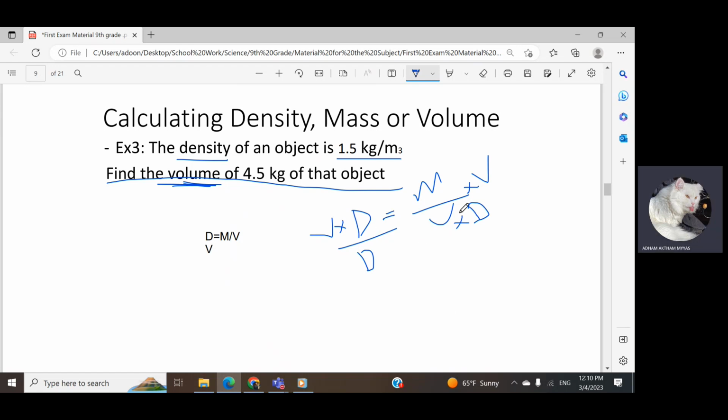It's the same. Why? Because if I remove this with this, it will be the same. Remove this with this, it will be the same. So I did not do anything wrong.